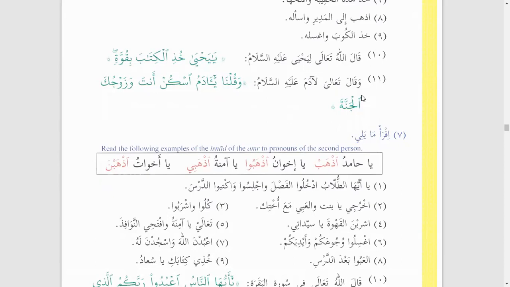Okay, number 11. قال تعالى لآدم عليه السلام قلنا يا آدم اسكن أنت وزوجك الجنة. Excellent. وقال تعالى لآدم. So this is also partially flexible. That's why it has fatha over there. Adamu is on the pattern of afalu, I guess. Or maybe it's a non-Arabic name, but it is partially flexible.